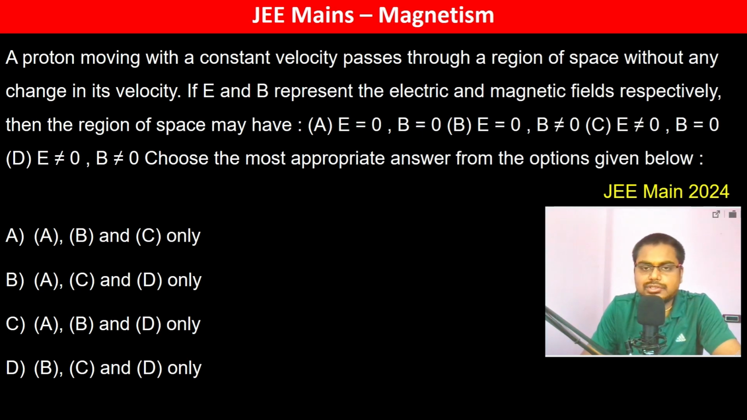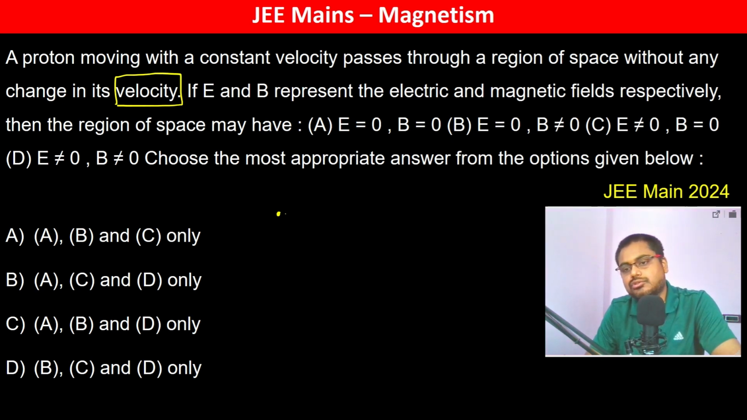A proton is moving with a constant velocity and passes through a region of space without any change in its velocity. That means on the proton, the force due to electric field and force due to magnetic field, if at all present, has to be such that the net force is 0. So this is the proton which is having a positive charge. If E and B represent electric and magnetic field respectively, then the region of space may have, first, E equal to 0 and B equal to 0.